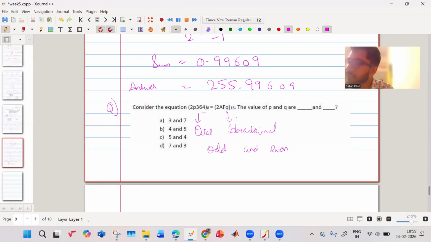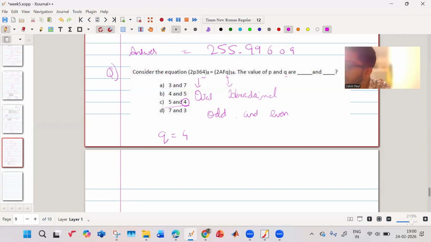Because in any representation, whether octal, binary, anything, the last digit is multiplied by 2 to the power 0, 8 to the power 0, or 16 to the power 0. So the one at the last is what determines whether it is odd or even, right? Now 4 is even. After the value of Q, what is given? 7, 5, 4, and 3. So 7, 5, and 3 are odd, so 4 is correct. You can easily say that this is the correct option. But let us try to be a little bit honest and do it. So we have determined Q equal to 4. So the sum is solved. Let's see how it goes on.